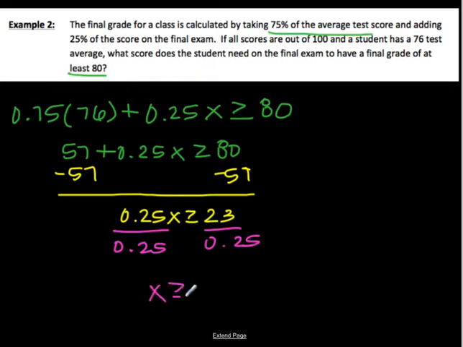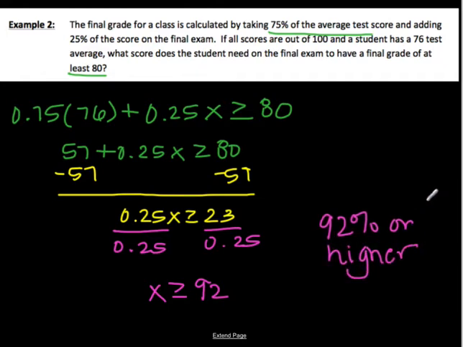So x has to be greater than or equal to, on your calculator, 23 divided by 0.25, which is 92. So that means they need to get a 92% on that final exam or higher in order to get that 80%. Okay. So notice on this example, we put the percent that makes up the grade as a decimal, and we kept the test scores as whole numbers. You can do it either way. The next one we're going to put everything into decimals, and I'll show you that you'll get the same answer.